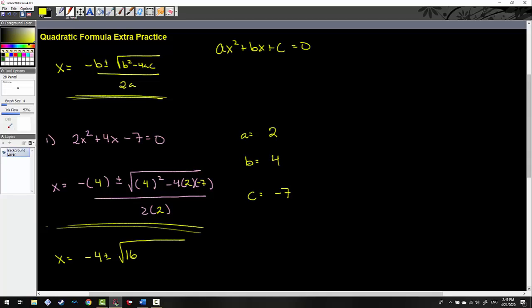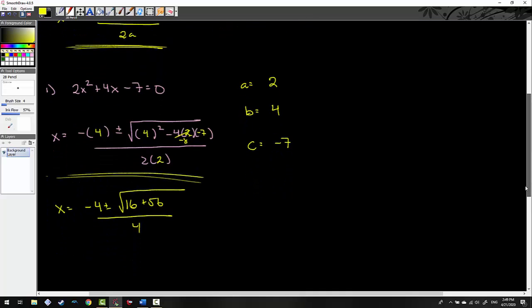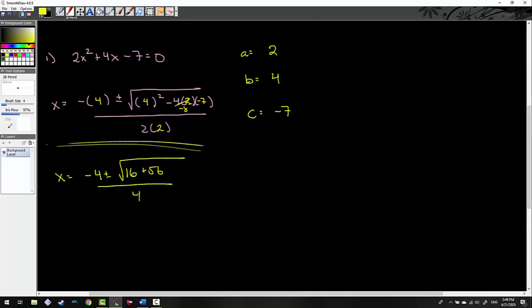This is going to be a little bit harder here. Negative 4 times 2 is negative 8. Negative 8 times negative 7 is positive 56. And that's going to be over 4. And here's where the problem is going to get a little more difficult. We've got to add some larger numbers here. So I'm going to get negative 4 plus or minus the square root of 56 plus 16. We can go and just do that real quick. So that's 72 over 4.